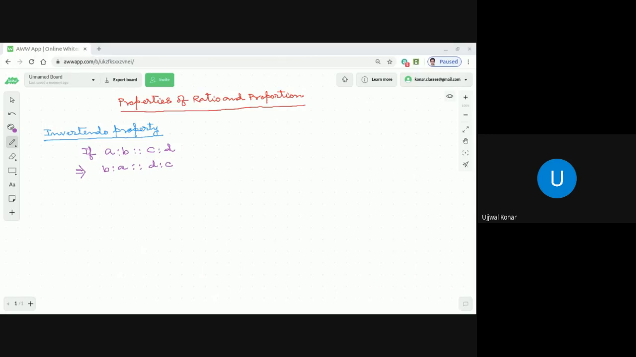Okay. So how to prove it? We can prove it also. So first, the property is that if A, B, C, D are proportional, A is to B proportional to C is to D, then we can say B is to A proportional to D is to C. So how to prove it? A by B is equal to C by D. Correct, no? Yes, sir. A is to B proportional to C is to D means what? A by B is equal to C by D. Let me write it properly.